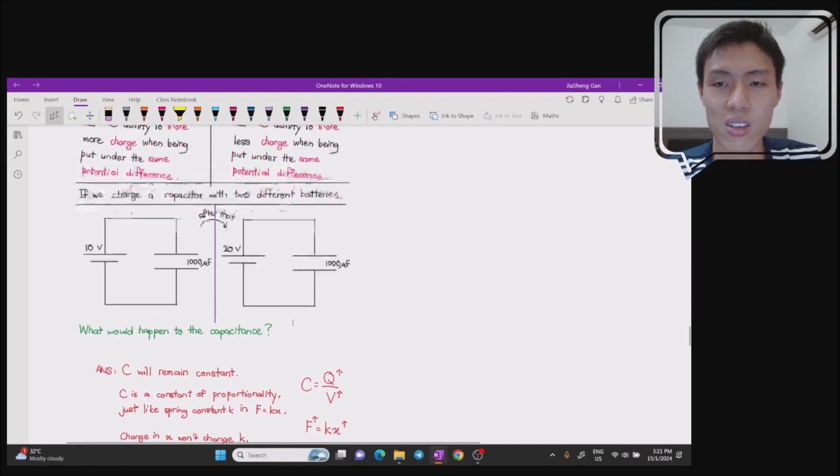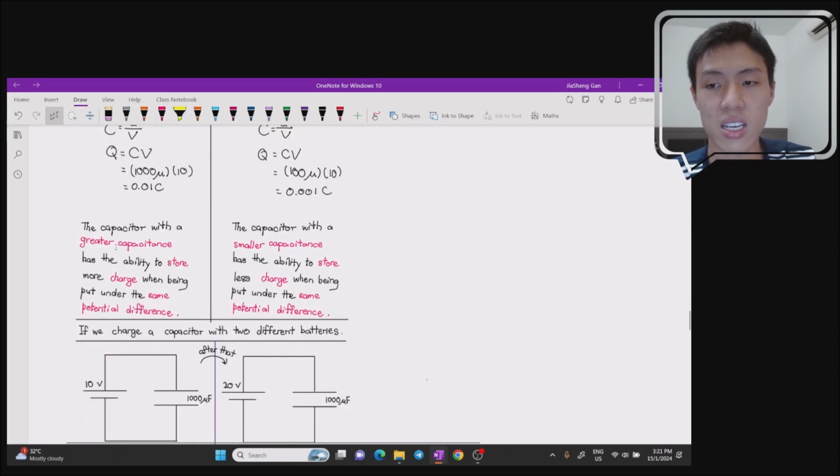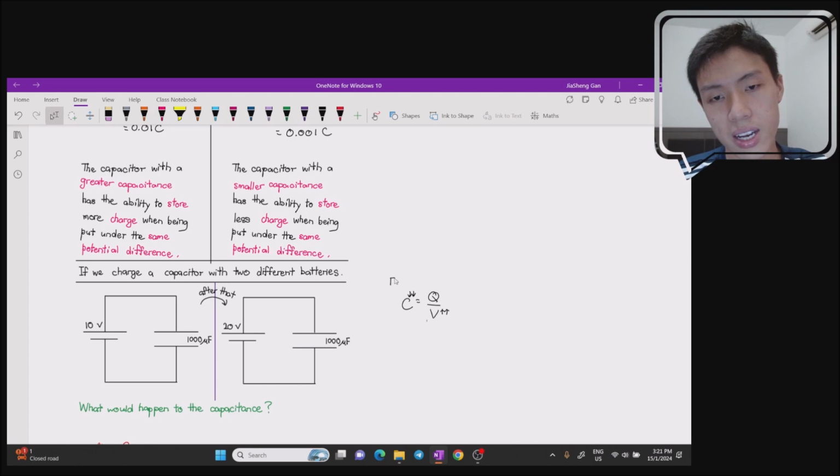Okay, you might be too hung up on this equation and think that the increase in V might cause a decrease in C. So in this case, if I have a greater V, it will cause my capacitance to become a smaller value. Let me write it down. You might think that C is equal to Q over V, so if you increase your V, it will cause a decrease in C. Well, this idea is false.